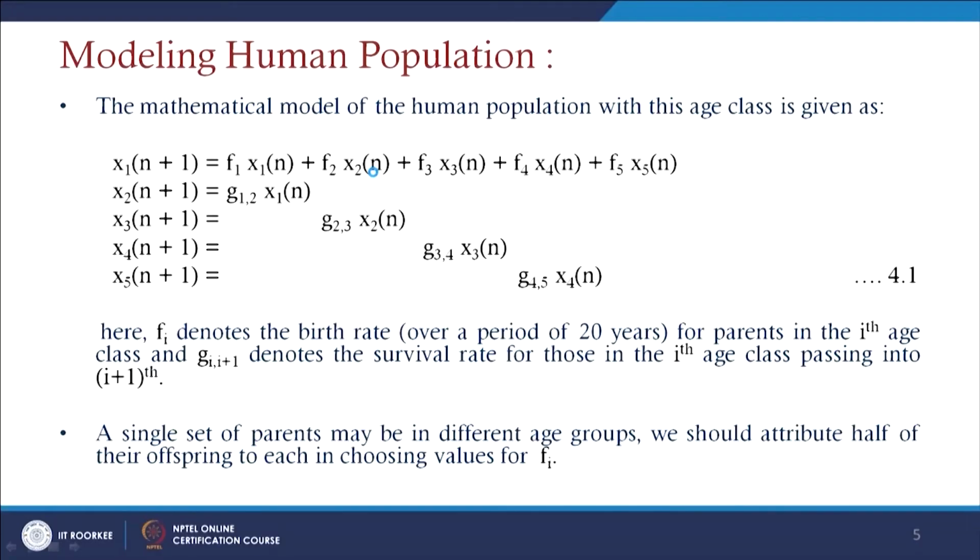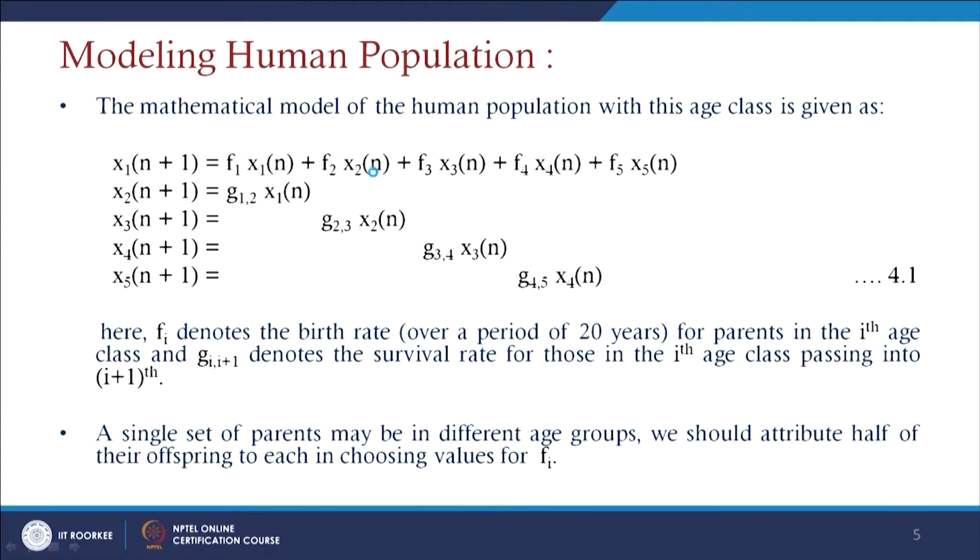If you see x3, that age group also produces children whose age lies between 0 to 19. And similarly you have the x5 group, which also produces babies whose age lies between 0 to 19. And the second group, x2, this population is given by g1 to x1n. This means that after 19, those who have survived come into the age group of x2.